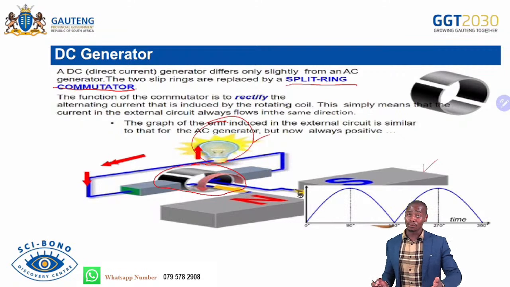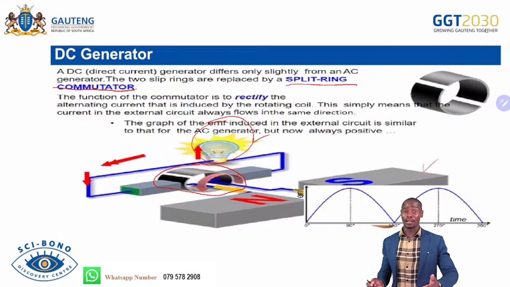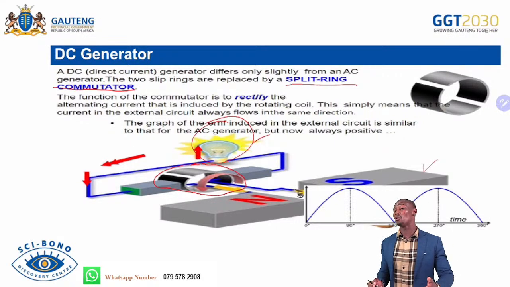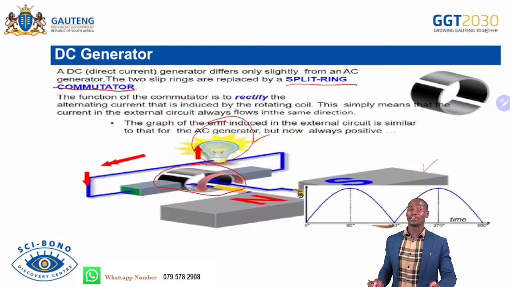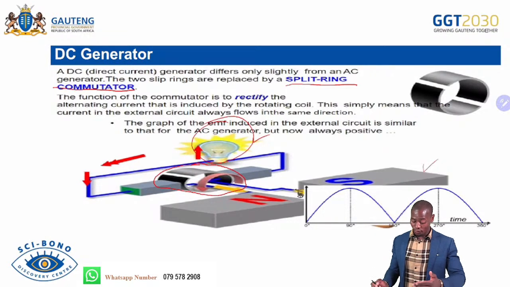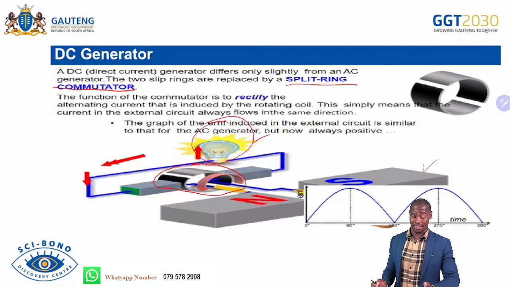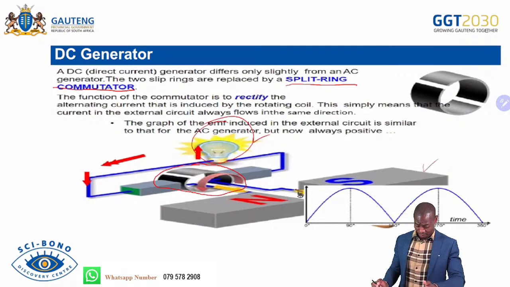Circuit. So when it comes to an AC generator, the brushes make contact with the slip rings to ensure that the current also flows in the external circuit. Then when it comes to a DC generator, they also make contact, but now they make contact with the split ring commutator, to ensure that the current also flows in the external circuit. So that is the function of the brushes.